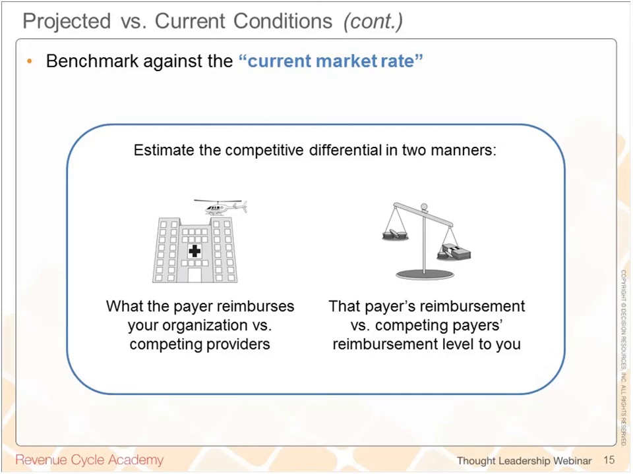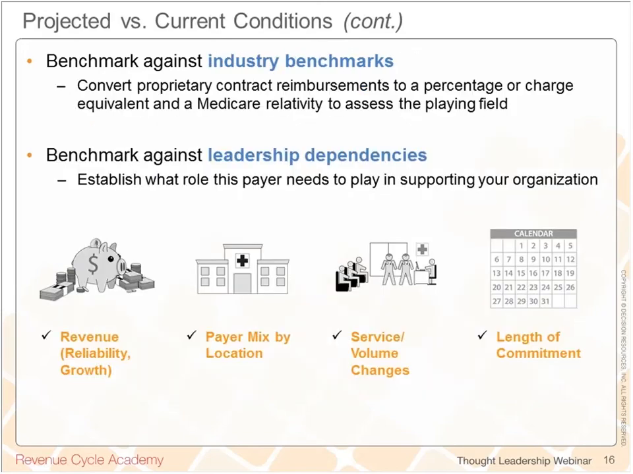Another benchmark has to do with leveling out the various methodologies into a common methodology. So convert various reimbursements to a common percentage of charge equivalent or a Medicare relativity so that you're able to see things in a like way. Your modeling can help you to do that, to model this payer's book of business on Medicare rates. Or model each of your commercial or each of your Medicare books of business against the same kind of output, so you're able to compare as apples to apples as possible and not have anomalies in there.